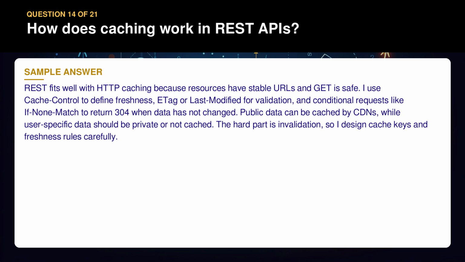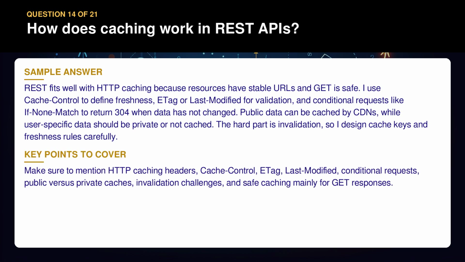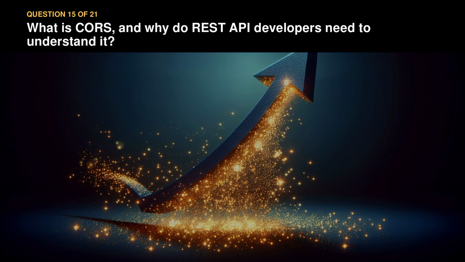Public data can be cached by CDNs, while user-specific data should be private or not cached. The hard part is invalidation, so I design cache keys and freshness rules carefully. Make sure to mention HTTP caching headers, Cache-Control, ETag, Last-Modified, conditional requests, public versus private caches, invalidation challenges, and safe caching mainly for GET responses. Question 15. What is CORS, and why do REST API developers need to understand it?